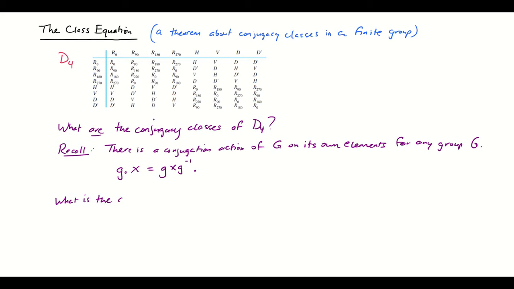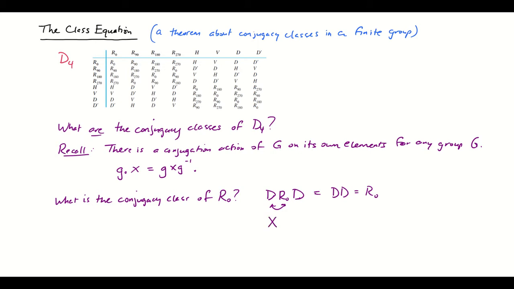Okay, so let's start by figuring out the conjugation or conjugacy class of R0. We could try, for example, calculating, just as an experiment, D R0 D inverse, where D inverse is just D because D is its own inverse. Any reflection in D4 is its own inverse. Well, R0 is the identity, so D R0 D is just D D, which is just R0. In fact, R0 commutes with everything, so I could have just switched these two and got R0 times D times its own inverse. And that's going to be the case no matter what.